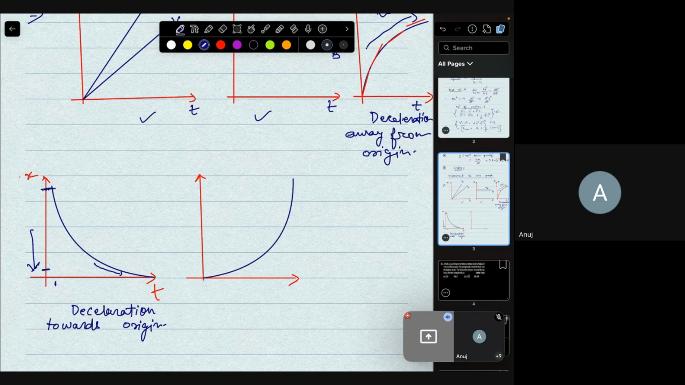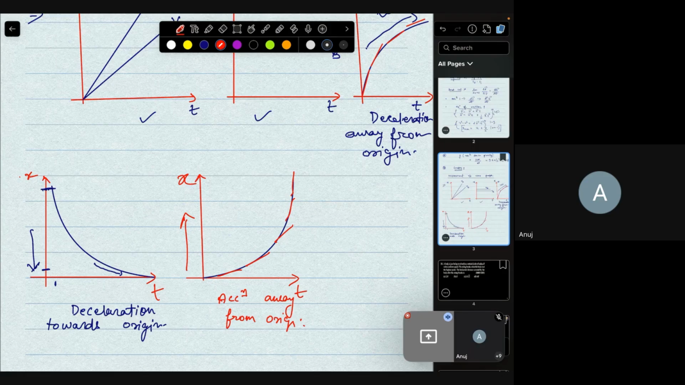What about this? You can see that, yeah, please tell. Accelerating. Accelerating because slope is increasing continuously. Correct? And the position is also going away from the origin. So you can say acceleration away from origin.